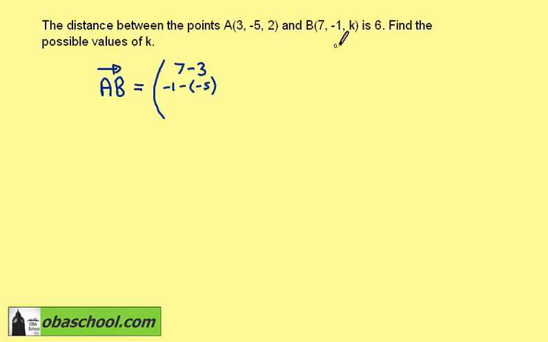It follows for the z-coordinate that we have k minus 2. So this gives us (4, 4, k - 2).